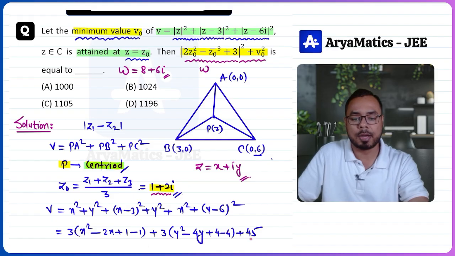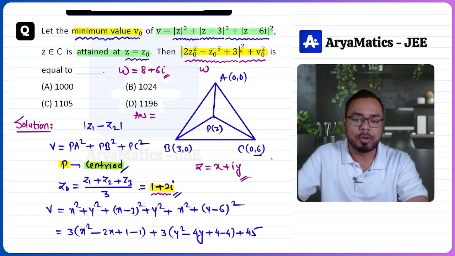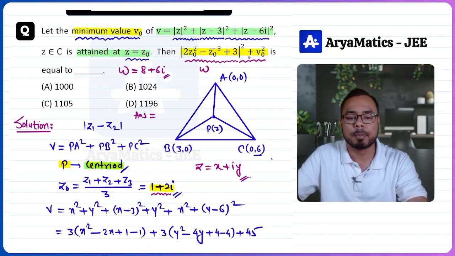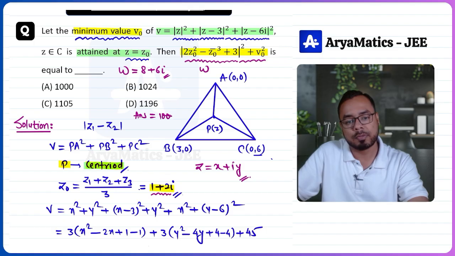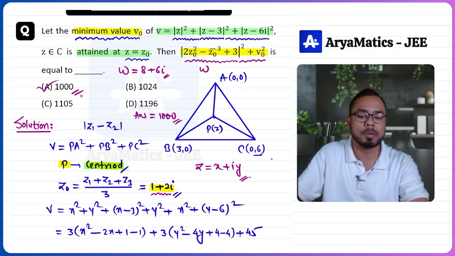V naught we have obtained earlier. V naught was 30. And if omega is 8 plus 6 iota, then this is modulus of omega square. So 8 square plus 6 square, that will be 100 plus another 30 square, which will give us 1000. So the correct answer for this problem will be the first option.